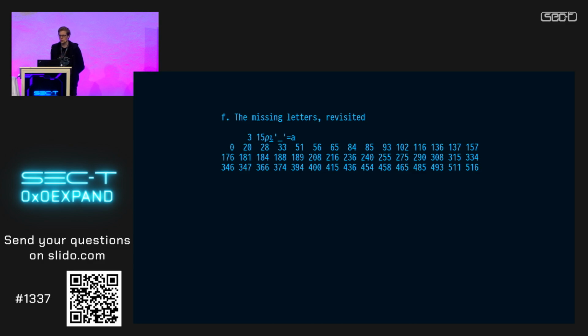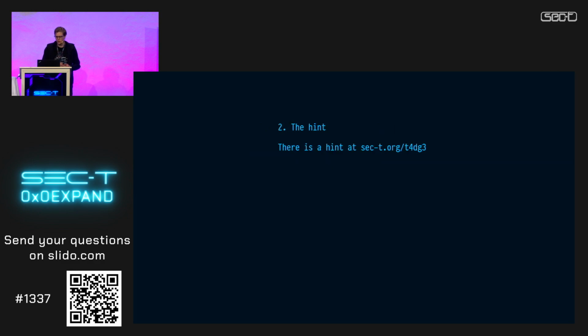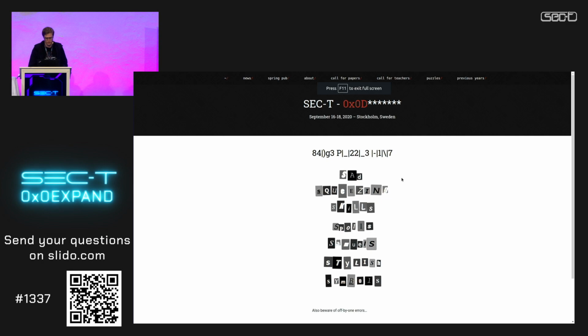So as it turns out, if you take the successive differences between the positions of the missing letters, including the space which separated the community ecology text from the puzzle, then the secret message is revealed. It says, there is a hint at secd.org/tag. This is a webpage which looked like this. It first says badge puzzle hint in glorious leet speak. Then it says sad squeezing skills spoil Samuel styler symbols in some kind of newspaper cutout font. And at the bottom it warns of off by 1 errors.